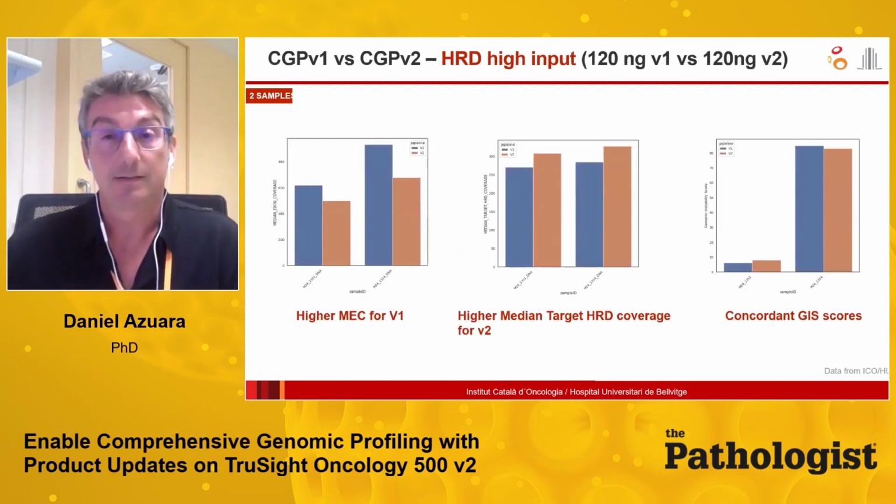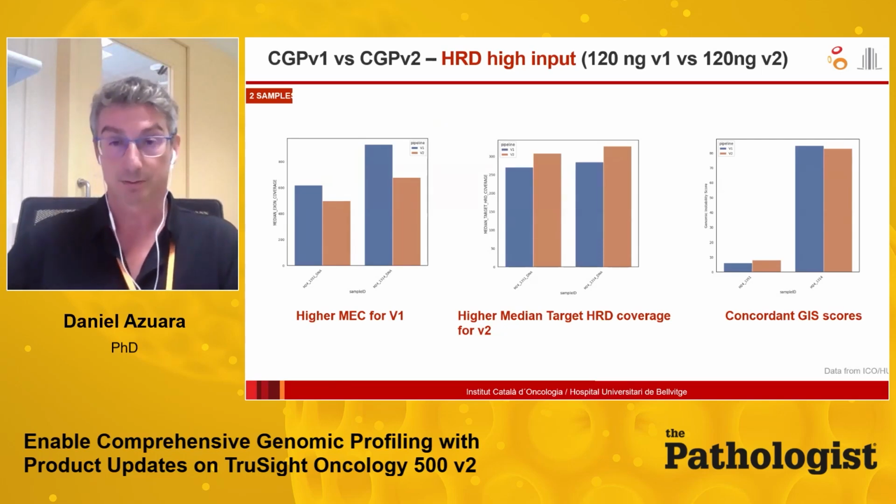Regarding HRD, the comparison could only be performed with 2 samples. The results show higher median exon coverage for version 1, higher median target HRD coverage for version 2, and concordant GIS scores.